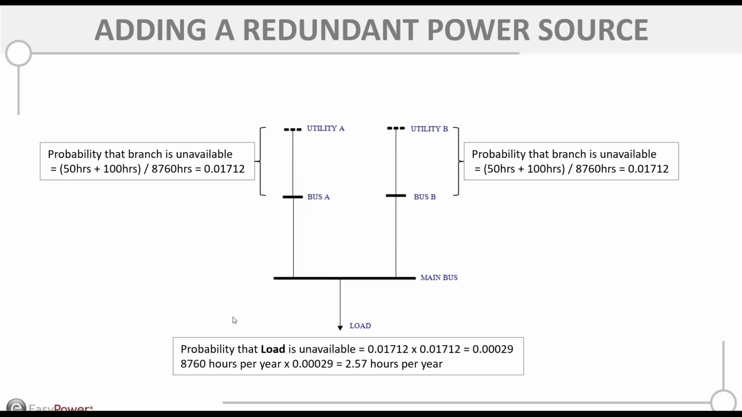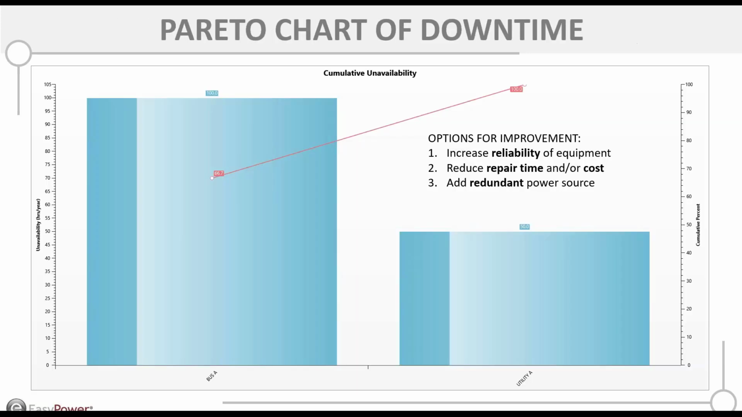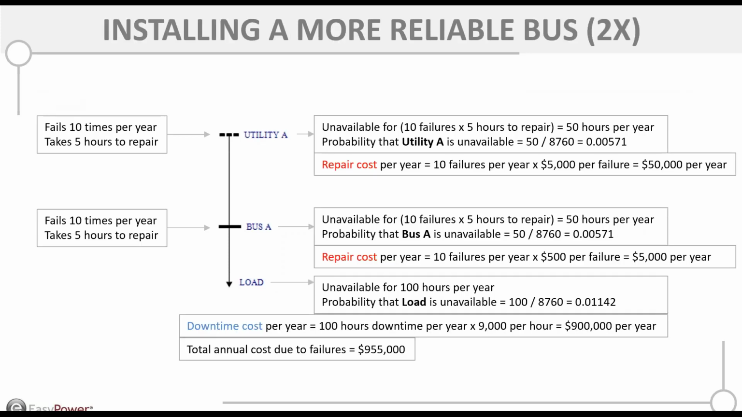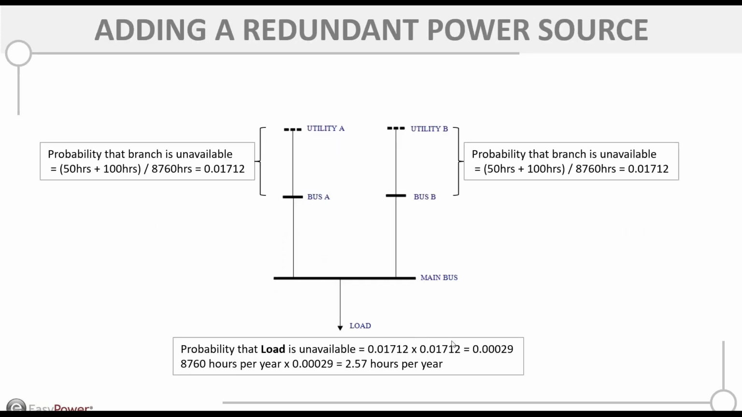Okay, summing up down here, the probability that the load is unavailable is this probability, 0.01712, times this probability. So now I'm at 0.00029, and 8,760 hours times that. Now I'm down 2.57 hours per year versus where I was before, which was 150 hours a year. So a vast improvement, but as with all things in this life, we have to factor in cost.